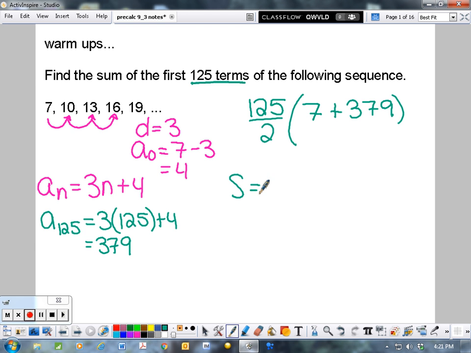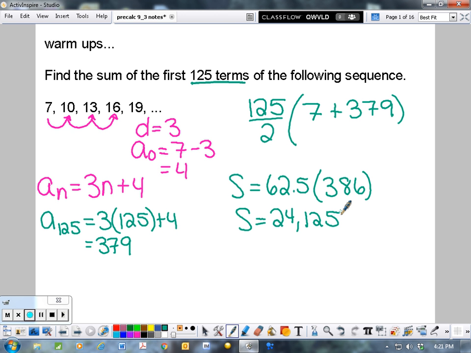So our sum is going to be 62.5 times 386, and that tells us that all of the first 125 terms in the sequence would add up to be 24,125. Okay, and so that's what we talked about in 9.2b. So now we're going to move on to 9.3.